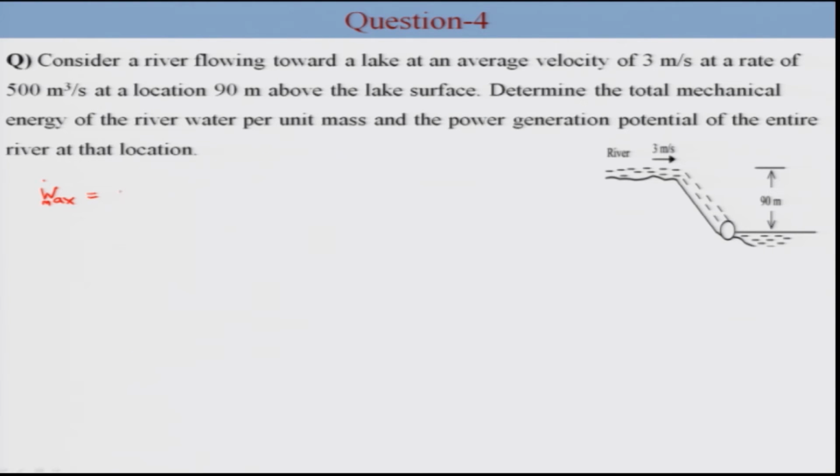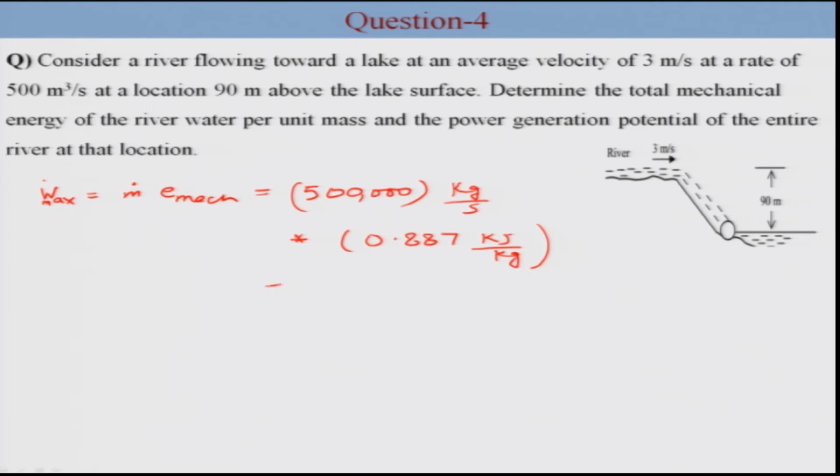Now, the maximum work which can be produced or generated by this water flowing in the river is mass multiplied by the mechanical energy of the river. So, the mass flow rate is this, as calculated, multiplied by the mechanical energy per unit mass of water.